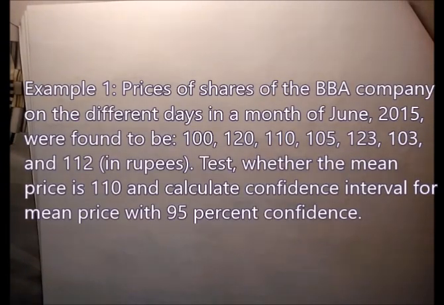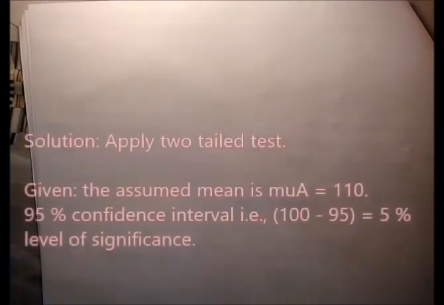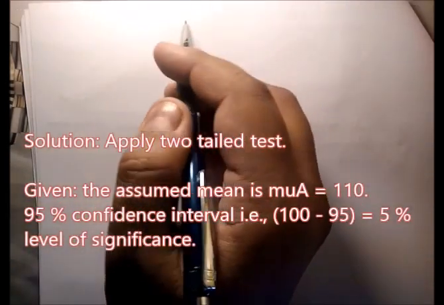Prices of shares of the BBA company on different days in the month of June 2015 were found to be 100, 120, 100, 105, 123, 103 and 112. Test whether the mean price is 110 and calculate the confidence interval for the mean price with 95% confidence. Now here we have to apply a two-tailed test. So first example.